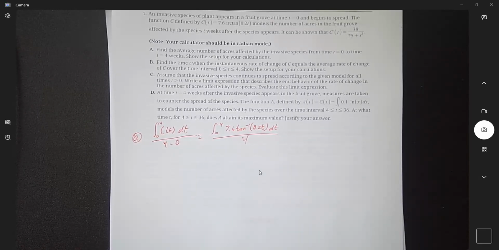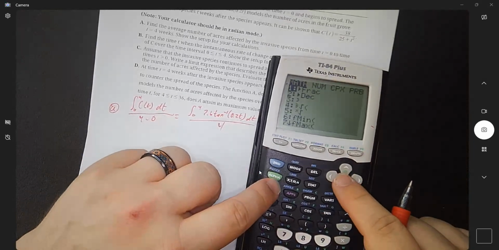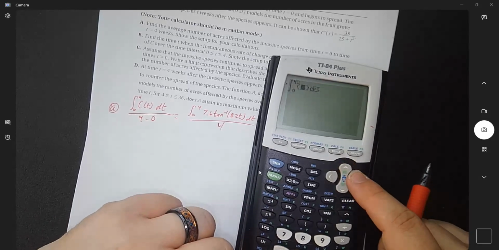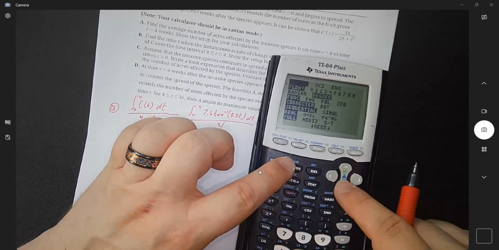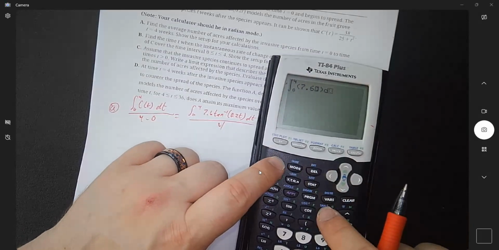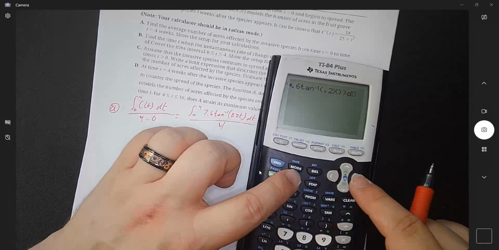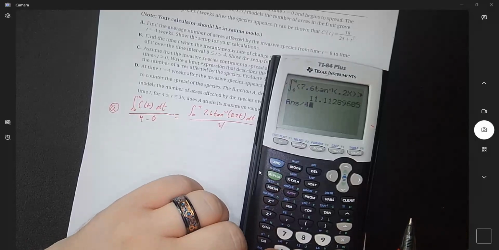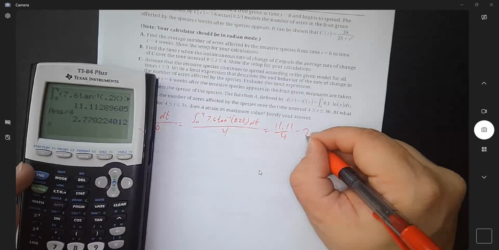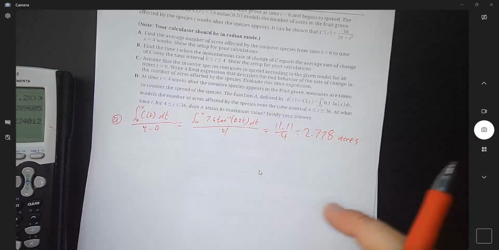Let me get my calculator here. Okay, so what I'm going to do here is go to math, function, numerical integration from 0 to 4 of 7.6. Let's make sure my calculator is in radian mode. I'm usually in degrees because we don't normally use degrees in physics. Inverse tangent of 0.2t, or x in this case, dx. And then we're going to take that number and divide it by 4. So it's 11.11 divided by 4, which is 2.778 acres. I feel like I showed the setup for my calculations.